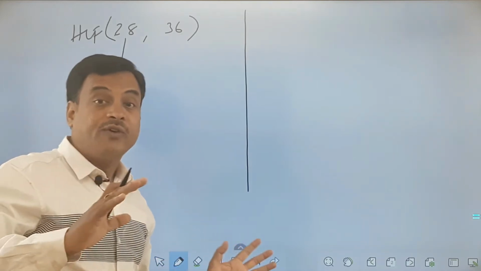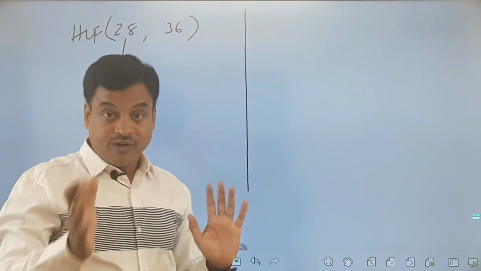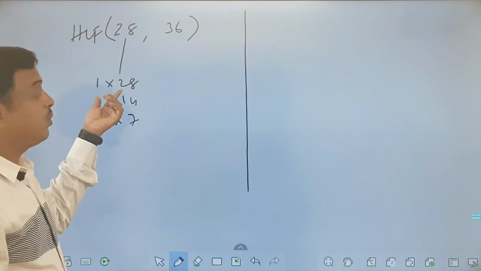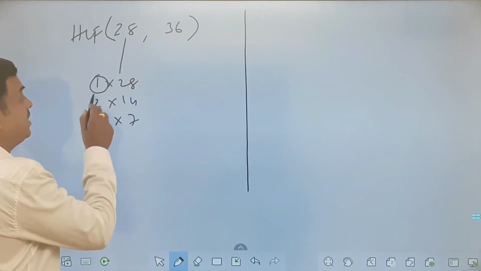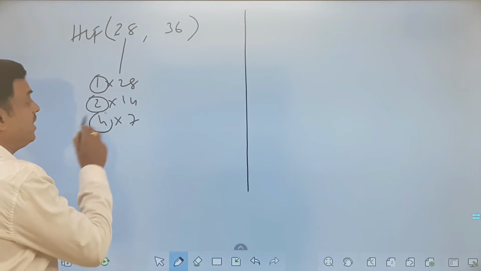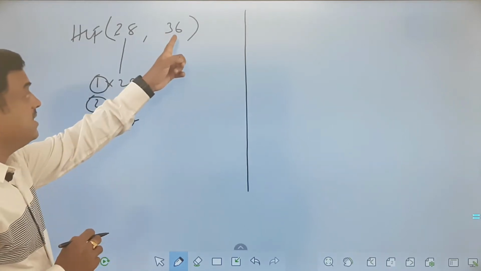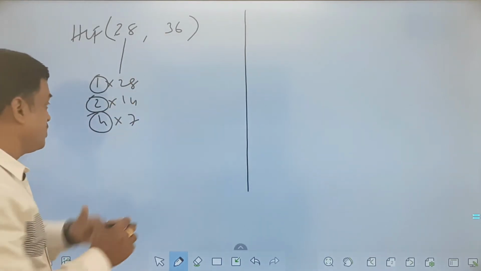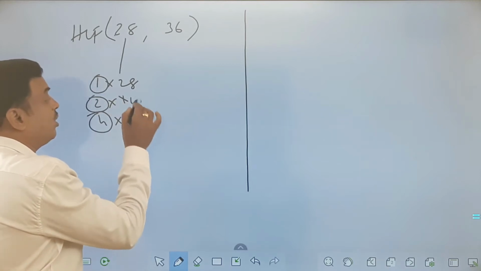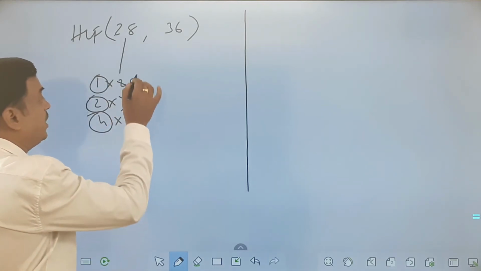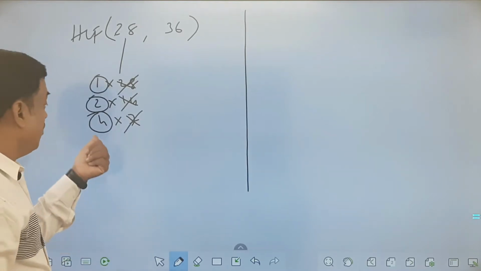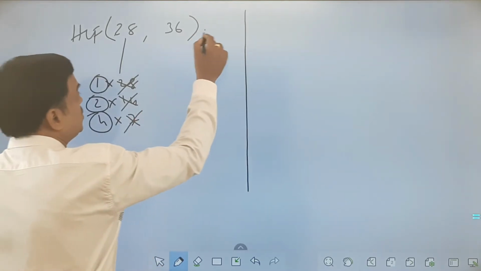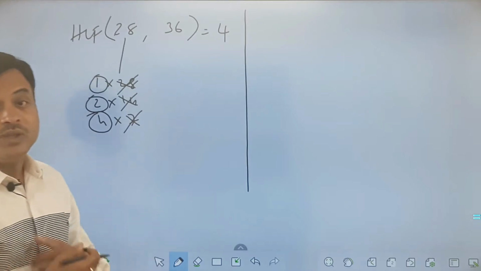Please observe, we are looking for a common factor. Common factor means it should be a factor of 28 as well as 36. Now 1 is a common factor, 2 is a common factor, 4 is also a common factor. A factor of 36 cannot be 7, so 7 is out here, and it cannot be 14 or 28. So among the selected ones, which is the highest, my friend? 4. So the HCF for these two numbers is 4. So that is the method.